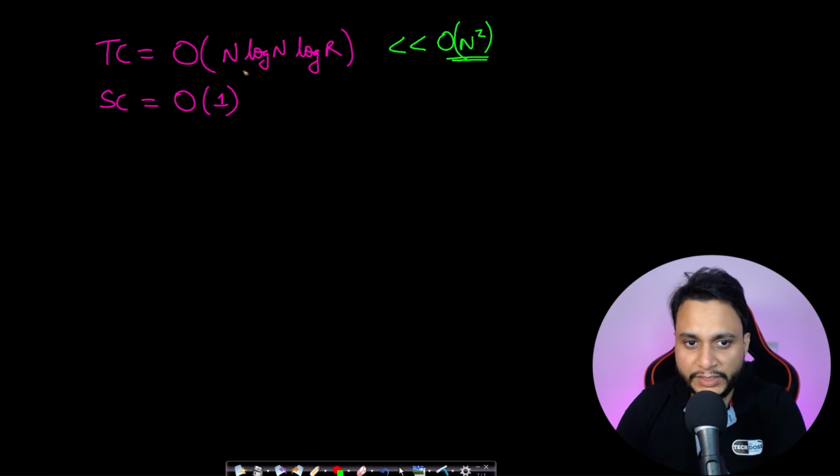Therefore the time complexity will be n log n log R, which is very, very less as compared to order of n square, and the space complexity is order of 1. So this is one of the best approaches for this problem. Let's look at the code.